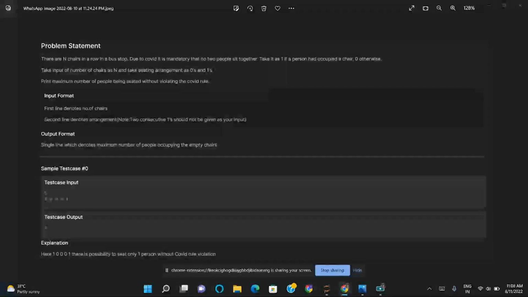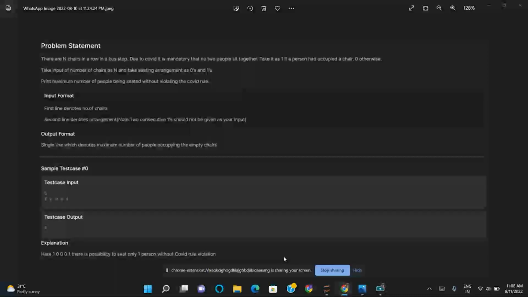Let us go through the second problem statement. There are n chairs in a row in a bus stop. Due to COVID, it is mandatory that no two people sit together. Take it as 1 if a person has already occupied a chair, or else take it as 0. Take input as the number of chairs, which is n, and take the seating arrangement as zeros and ones. We have to print the maximum number of people being seated without violating the COVID rule.